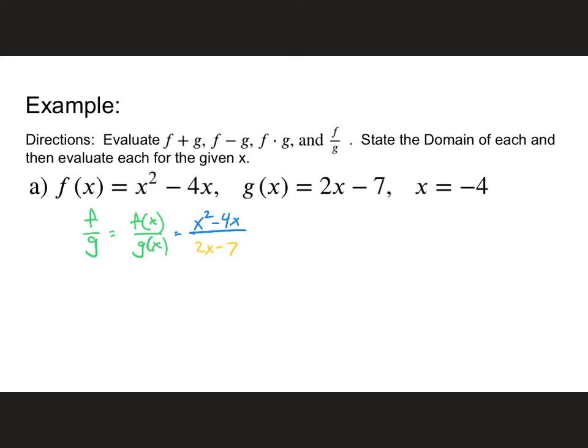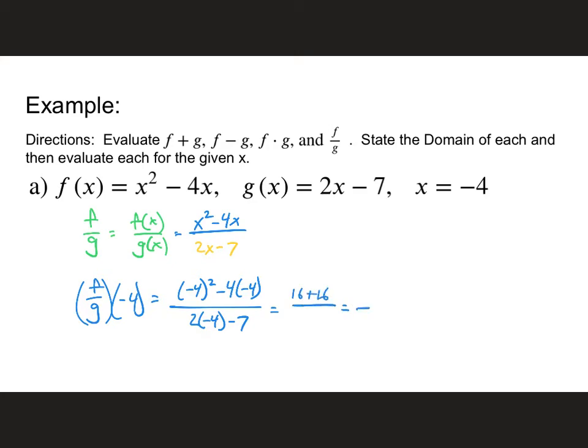So now we'll just go ahead and evaluate it at negative 4. f divided by g of negative 4 is equal to negative 4 squared minus 4 times negative 4, over 2 times negative 4 minus 7. So on the top, that's 16 plus 16, which is 32. And on the denominator, that's negative 8 minus 7, which is negative 15. That's my final answer: negative 32/15.